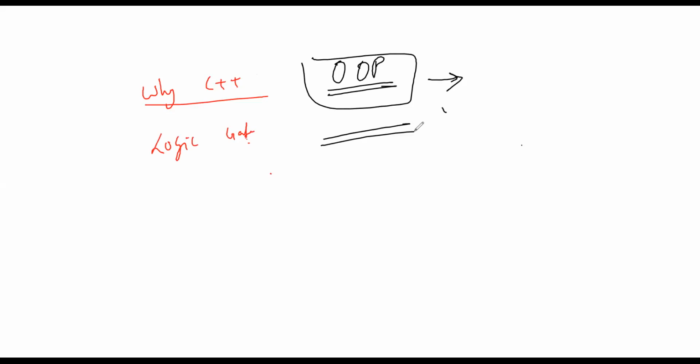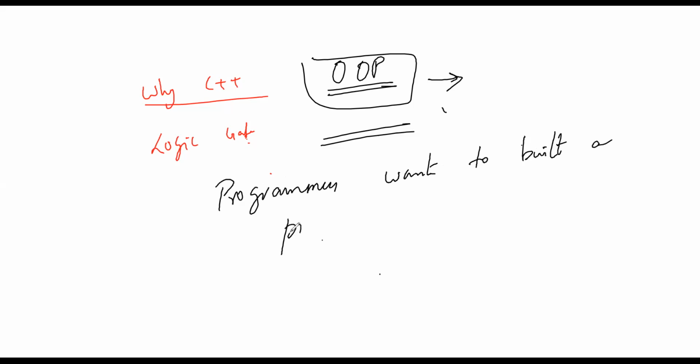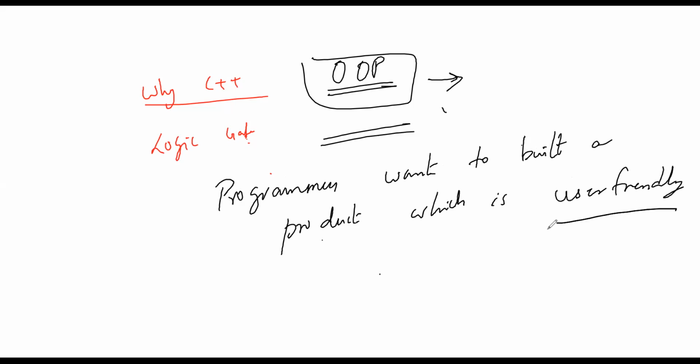So the programmers want to build a product which is user friendly. Our mobile phone, correct? Anyone can use a mobile phone, right? Yes or no? It's not only the high-tech guys who can use a computer. Anyone can use a computer or a mobile phone. Yes. So they want to build something like that. So OOP is nothing but this, the fundamental concept.